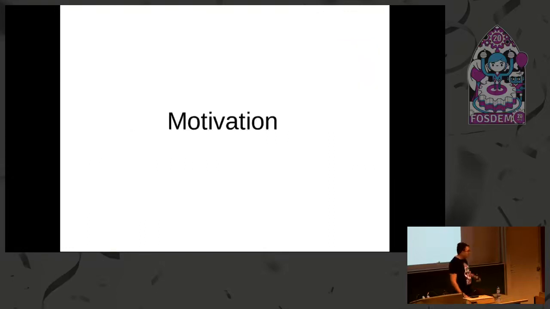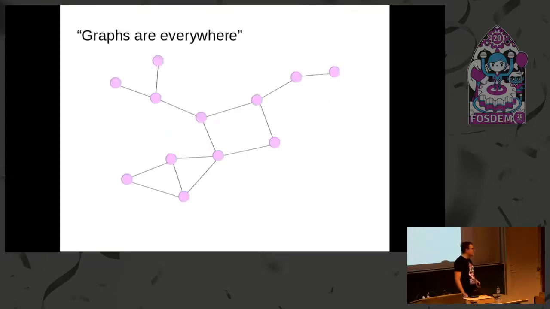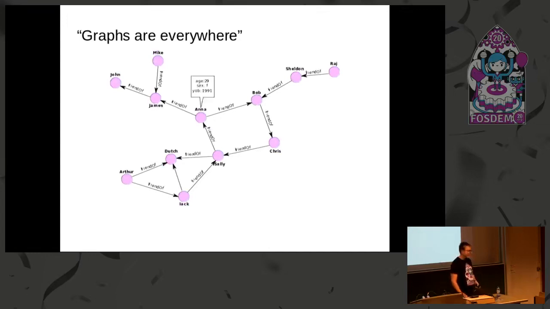I guess the motivation I can do fairly shortly, since we are here in the graph dev room. You all know what graphs are. You know that they can be directed, they can be labeled, and nodes and edges can have certain properties. So this is basically known as the property graph model.